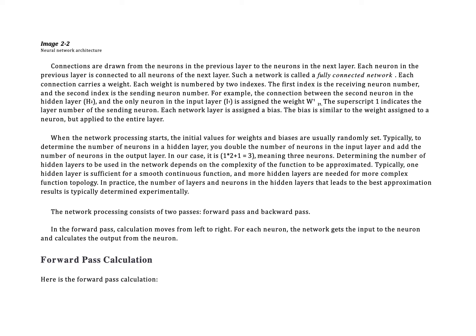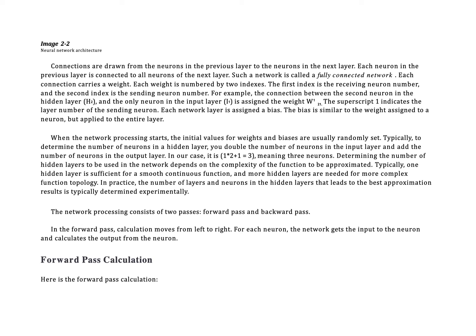Each network layer is assigned a bias. The bias is similar to the weight assigned to a neuron, but applied to the entire layer. When the network processing starts, the initial values for weights and biases are usually randomly set.